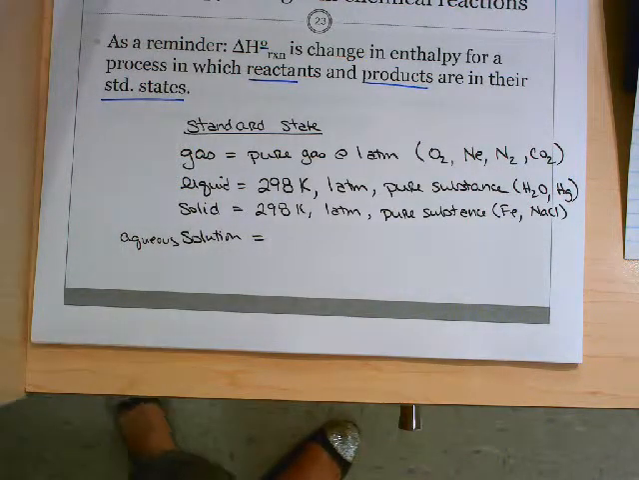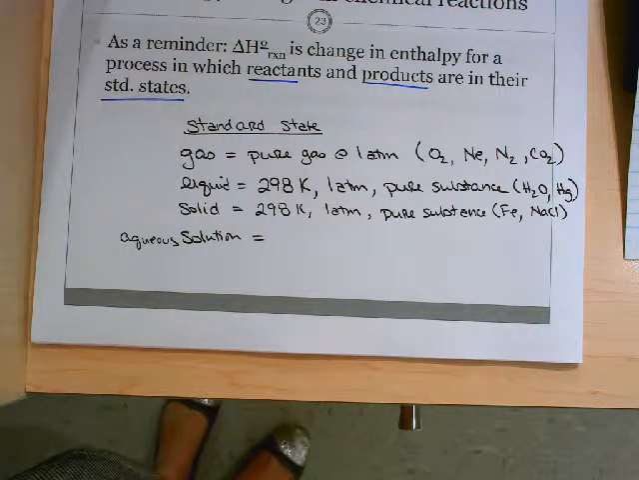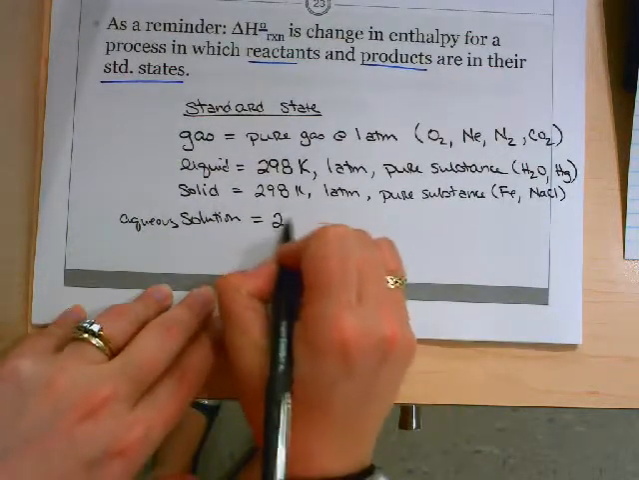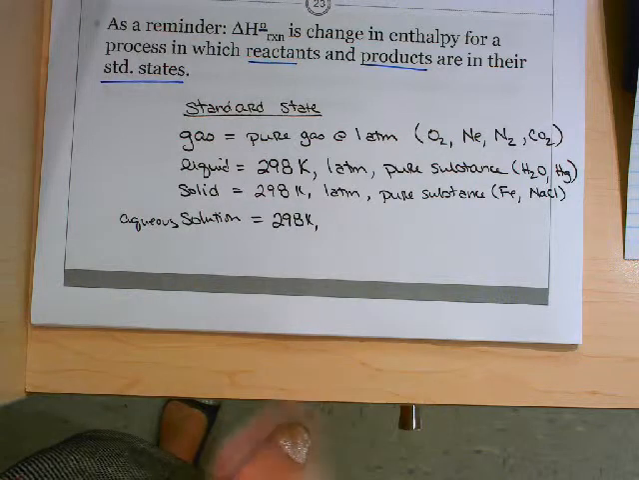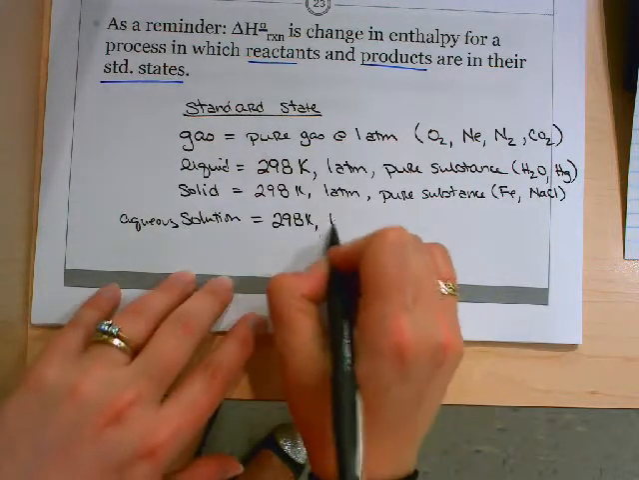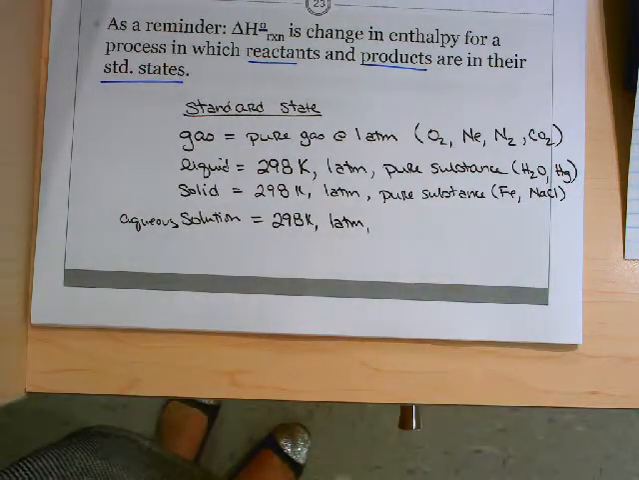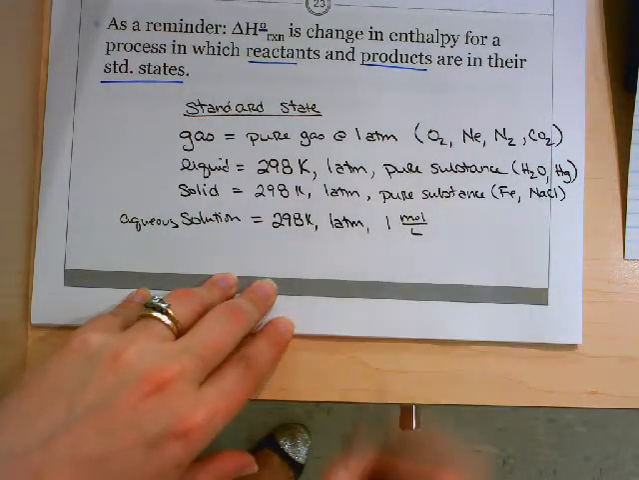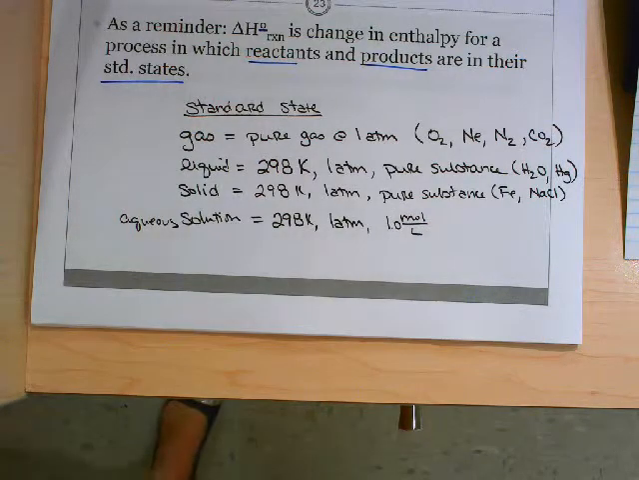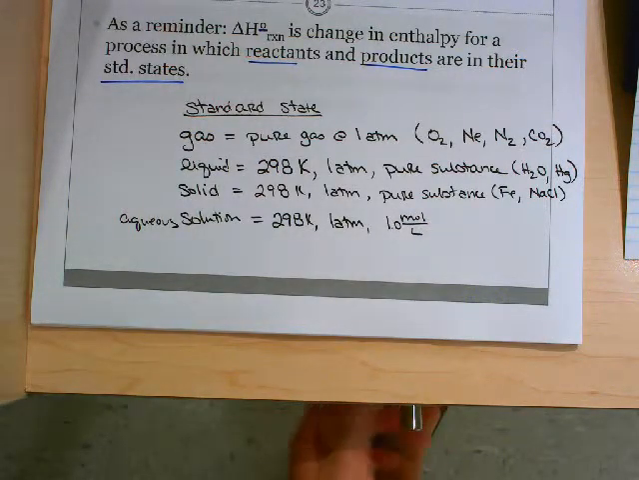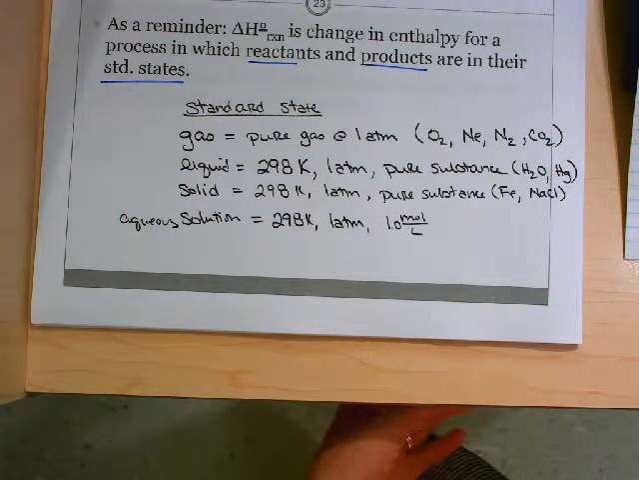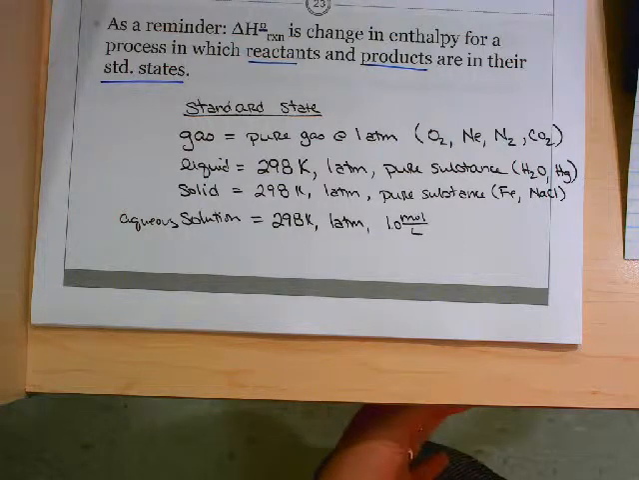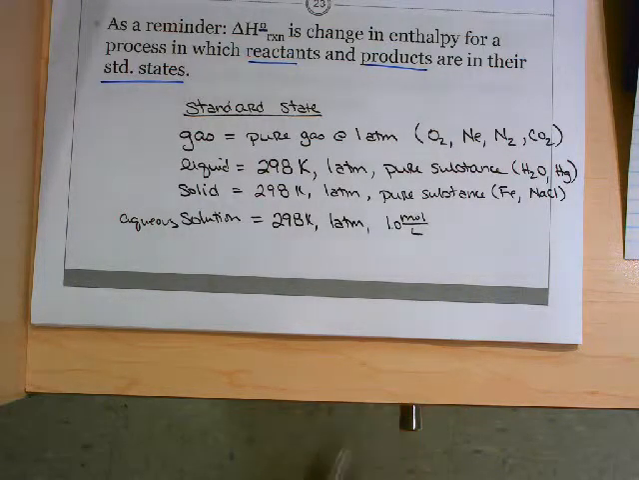Alright, what temperature do we typically consider aqueous solutions to be at? Alright, same thing. What pressure should it be at? Good. And this is the new part. It's considered a 1 molar solution. So within its standard state, we consider it a 1 mole per liter solution. Alright, those are all things about delta H's standard state.